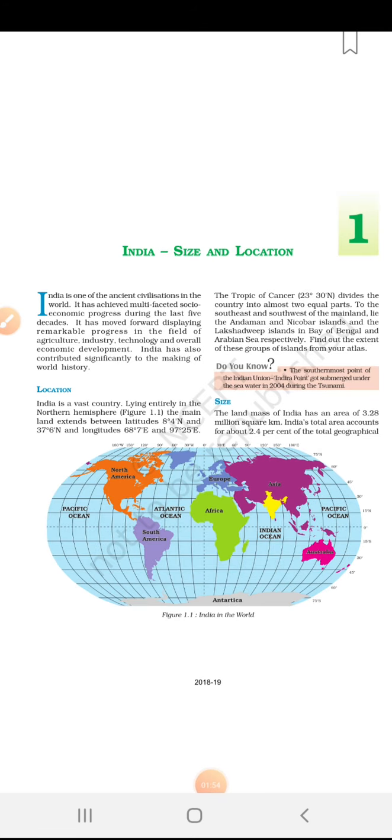Next thing is that the mainland extends between latitudes, because I think you have already learned latitudes and longitudes. Otherwise I'll discuss it. Latitudes 8 degree 4 north and 37 degree 6 north, and longitudes 68 degree 7 east and 97 degree 25 east. Okay. I think I should explain to you about latitudes and longitudes.